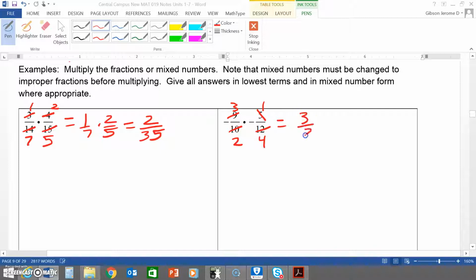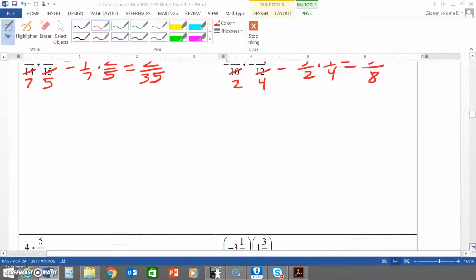So our new fractions would be 3/2 times 1/4. Now remember, we know a negative times a negative is a positive, so we don't need to write the negative sign here, because we know our final answer is going to be positive. So 3 times 1 is 3, and 2 times 4 is 8. So that is the final answer.